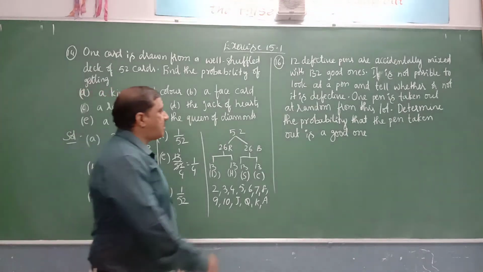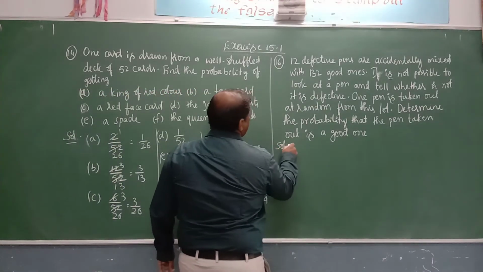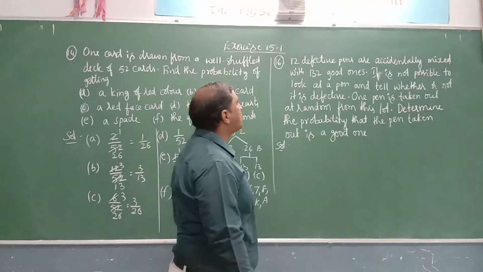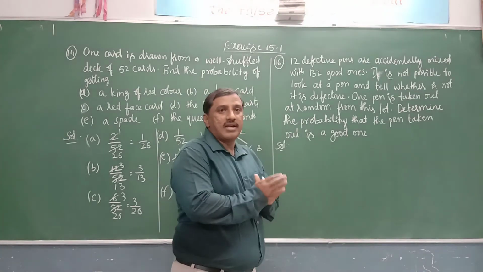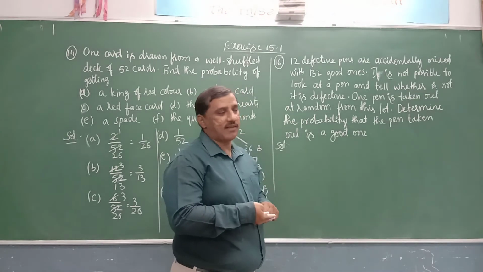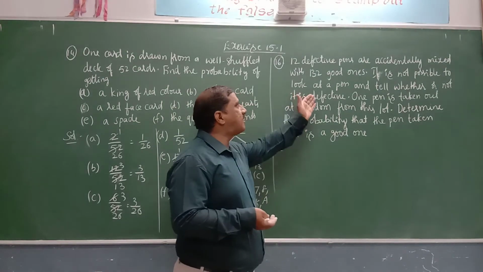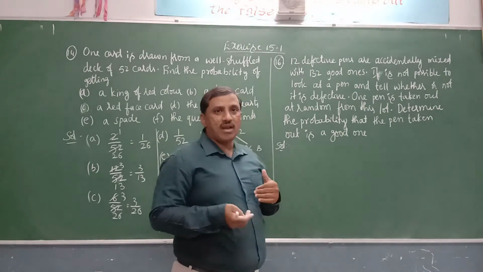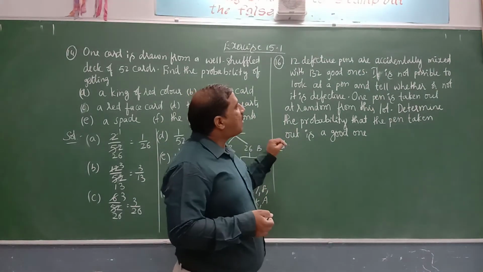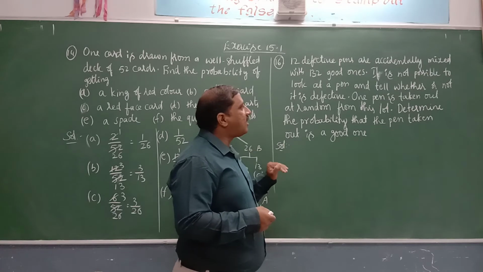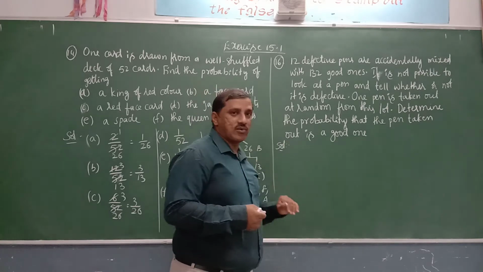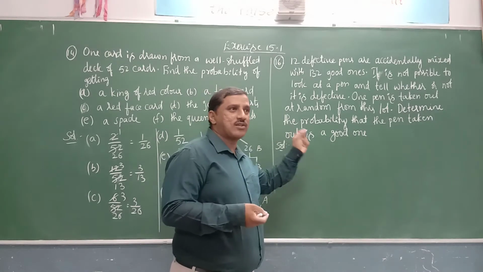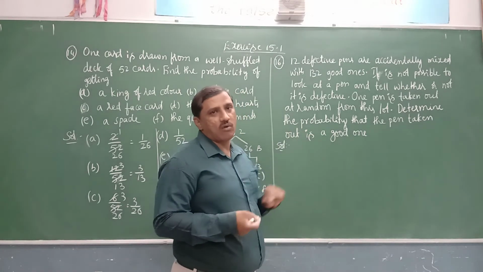Now the 16th question. Here it is. There are 12 defective pens accidentally mixed with 132 good ones. 12 defective pens means damaged pens are there, and they are accidentally mixed with the good ones. 132 good pens are there and 12 defective pens are there. It is not possible to say by looking at the pens whether it is a good pen or a defective pen.